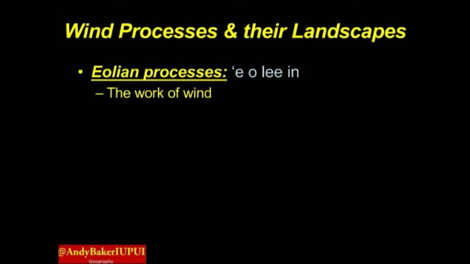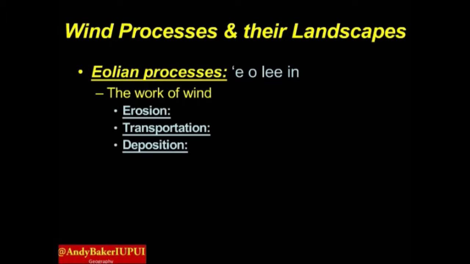Now we're going to look at the role of wind in creating various landscapes and landforms. So we're going to look at wind processes, which are also known as Aeolian processes, and that comes from the Greek ruler of the winds, Aeolus. So we're going to continue to look at, just like we did with fluvial processes, erosion, transportation, and deposition.